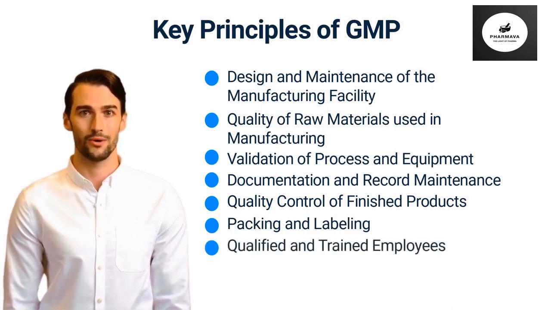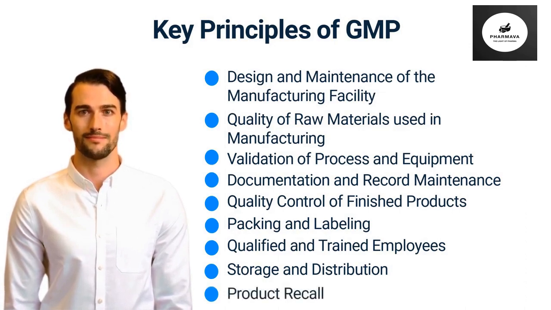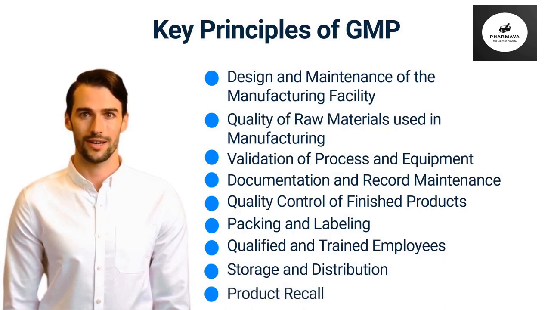Seventh is qualified and trained employees. The employees working in the manufacturing and analysis of the raw material and final products must be qualified and trained for the work they do. The eighth principle is storage and distribution. Pharmaceutical products produced in a GMP facility must be stored and distributed in a way that ensures product safety and quality. Ninth and last principle is product recall. If any issues are found in product quality, then manufacturers must have procedures for product recall and investigation.